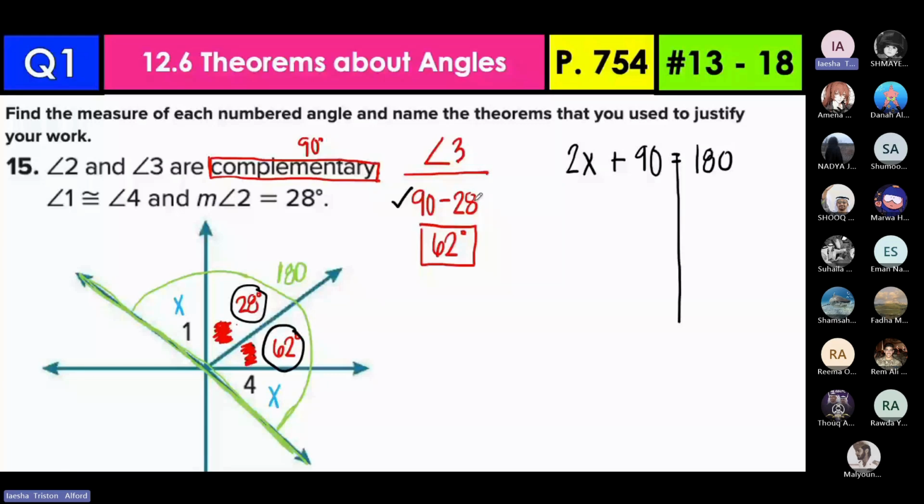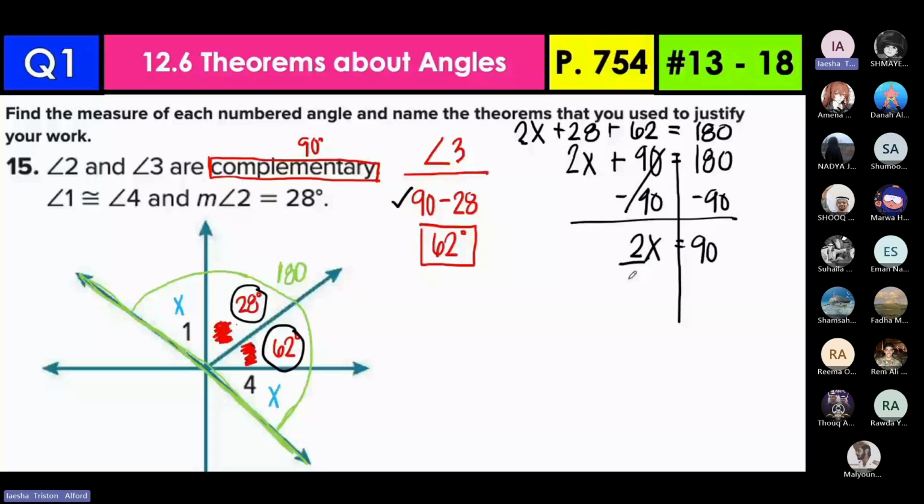So if you need to write it, 2x plus 28 plus 62 is equal to 180. Fine, it's going to give you 90. Subtract 90 both sides. This is 0. 2x is equal to 90. Divide by 2. Divide by 2. X is equal to 45 degrees.